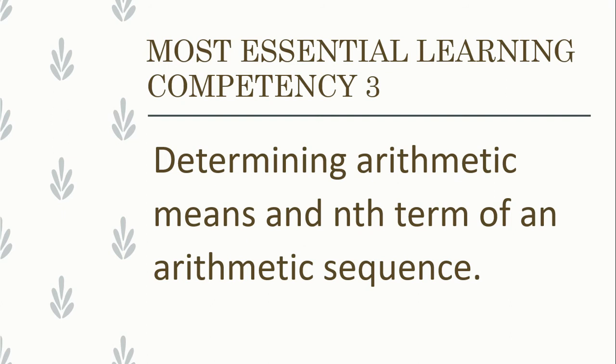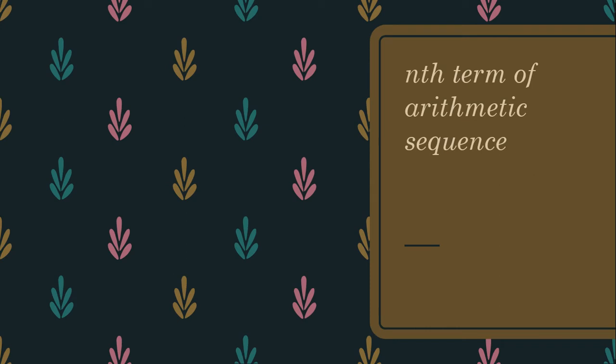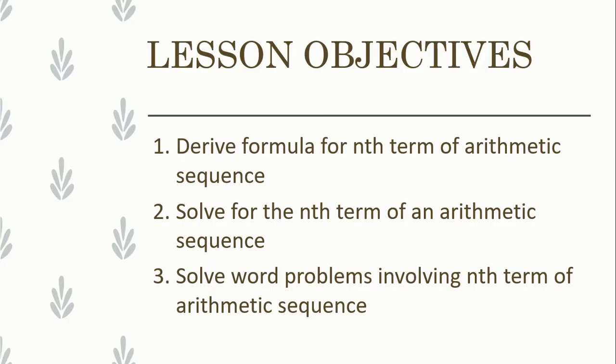For this video lesson, we will be guided by the most essential learning competency number 3, and that is determining arithmetic means and n term of an arithmetic sequence. As stated in the most essential learning competency, for this video, we will be dealing with the n term of an arithmetic sequence. And to establish our lesson objectives, here are our objectives.